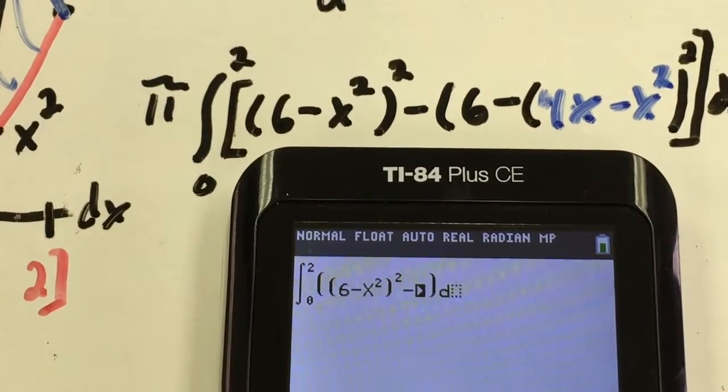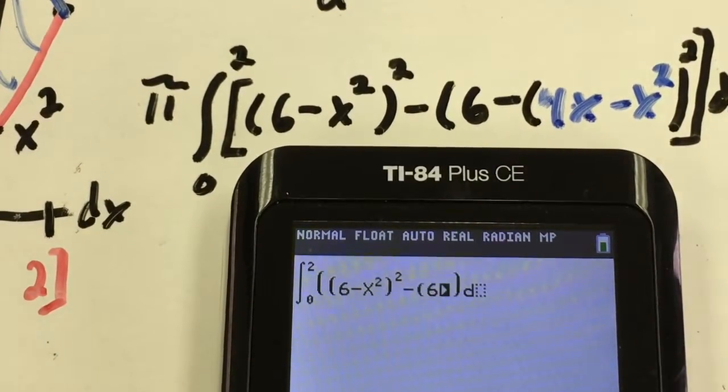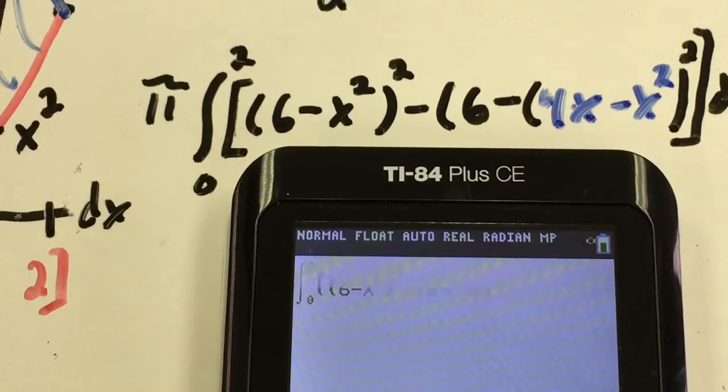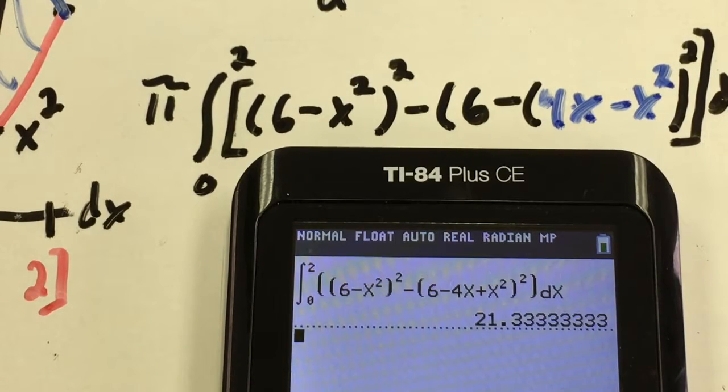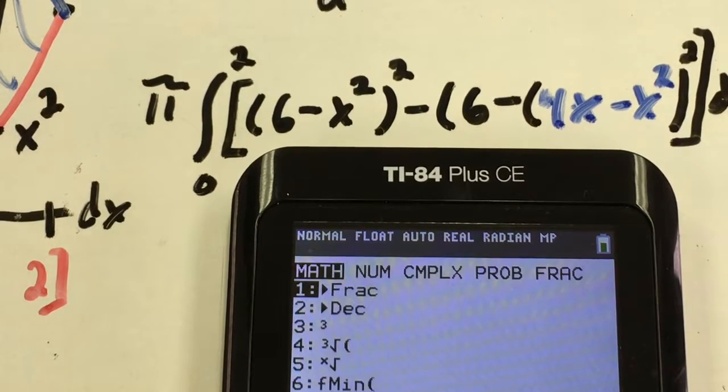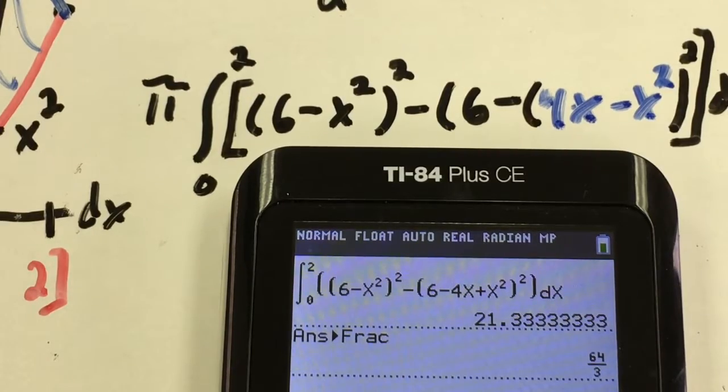Minus, parentheses, 6. Now I'm going to distribute that negative across the blue. Minus 4x plus x squared, close parentheses, square that. Again, a lot of people forget to square that again to the x. Also, remember, I don't have the pi in front of this. 21.33. I'm going to hit math, enter, enter. That gives me 64 pi over 3.